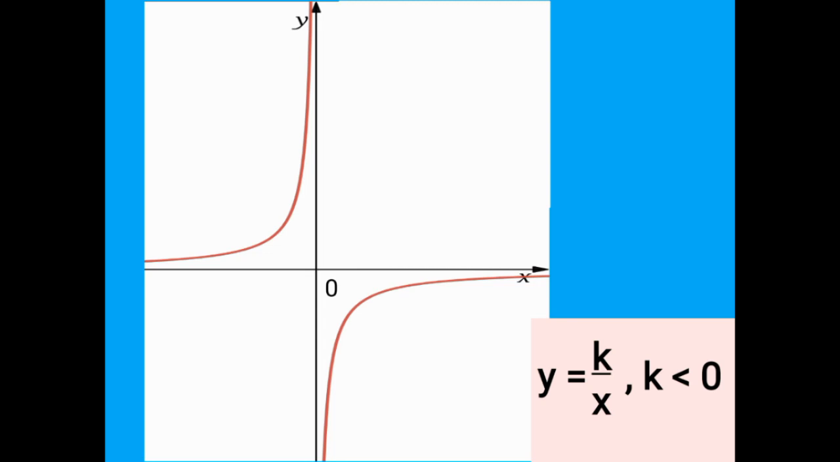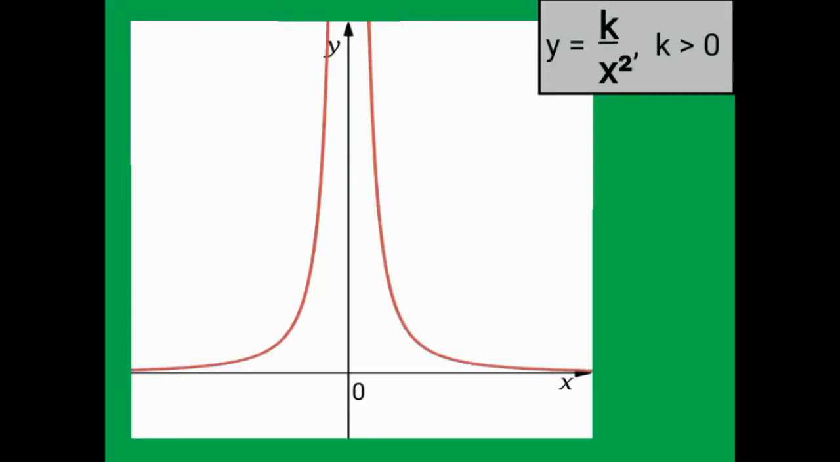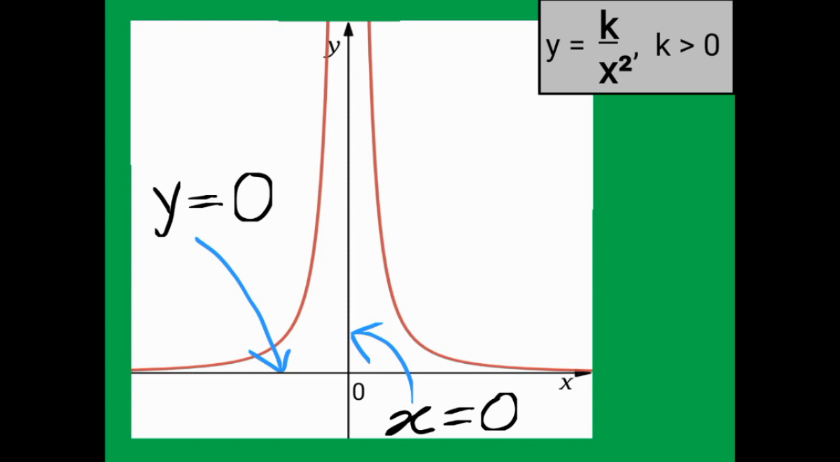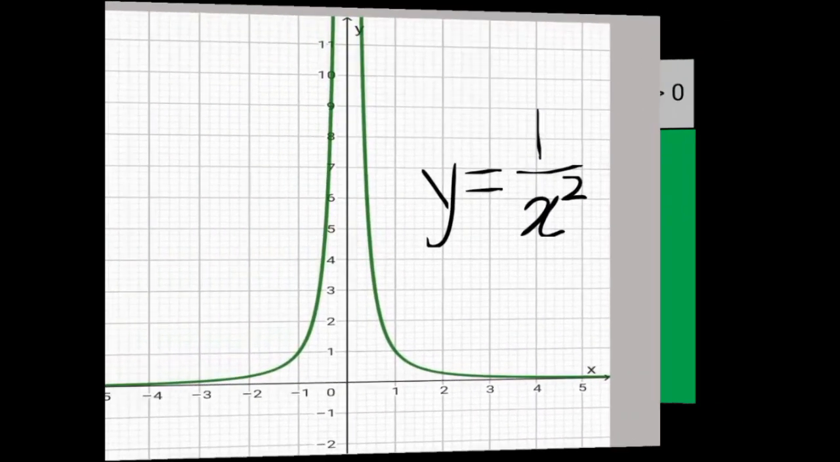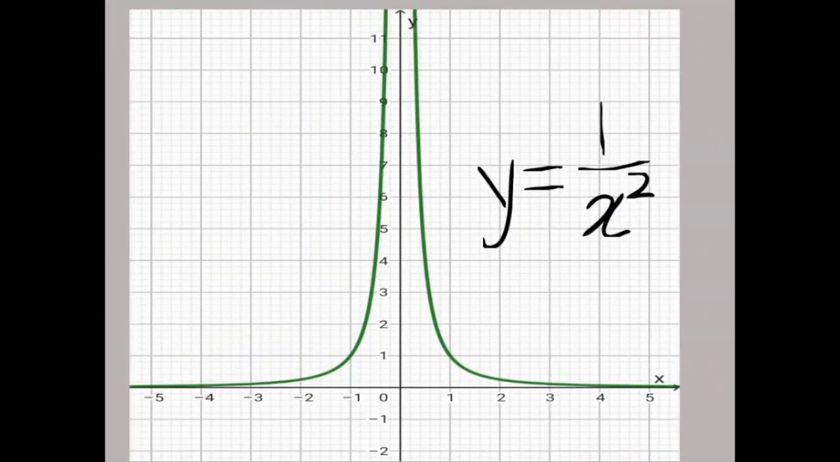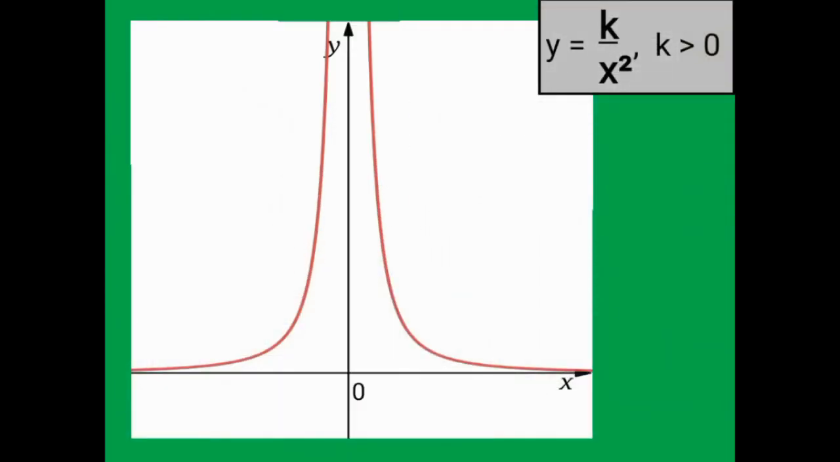Now let's take a look at a few more forms of reciprocal graphs. The graph of y equals k over x squared with k greater than 0, where k is a real constant, has asymptotes at x equals 0 and y equals 0. Now here's the sketch of the graph y equals 1 over x squared. When y equals k over x squared with k greater than 0, the graph would take a shape like this.